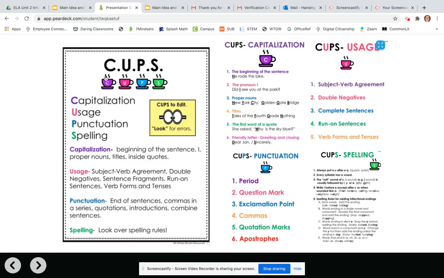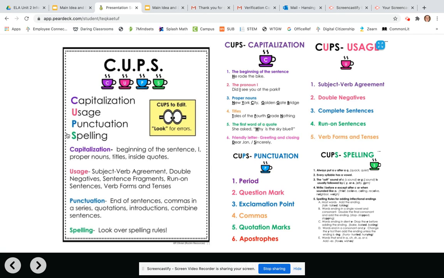You'll also be asked to remember CUPS. We'll talk a lot more about this later, but for now, just remember CUP stands for check your capitalization, your usage or understanding. You can do that by reading out loud what you write to make sure it makes sense.